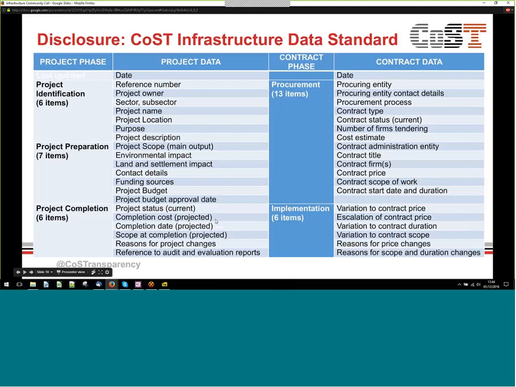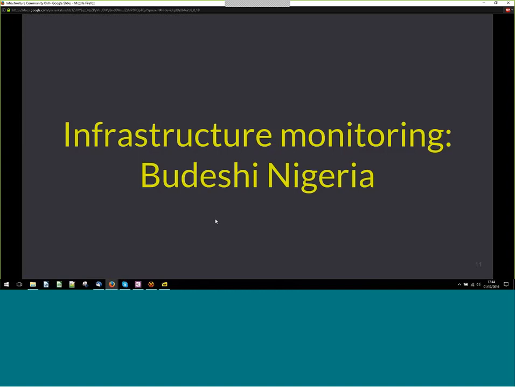Great, thank you very much. So we'll move on with just one more presentation or talk from Income from Budeshi, and then we'll move on to a brief couple of slides from Tim, and then we'll open it up to general discussion. So Income, if you're still with us, we'd love to hear about your experiences of infrastructure monitoring in Nigeria. I understand you've been using the Budeshi platform, which is built around OCDS, so it'd be fascinating to hear what the benefits and challenges of that have been.